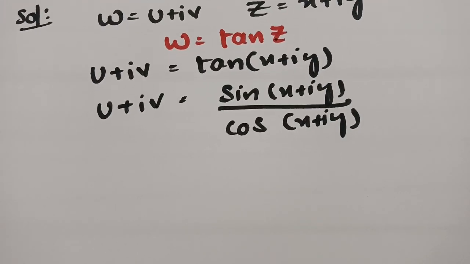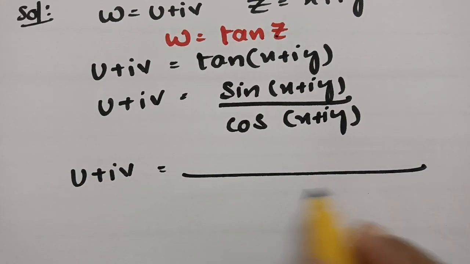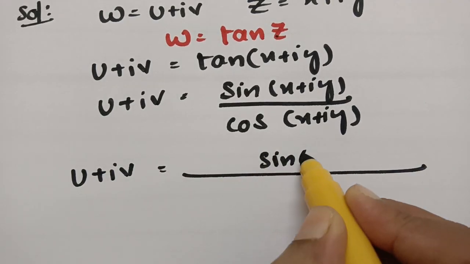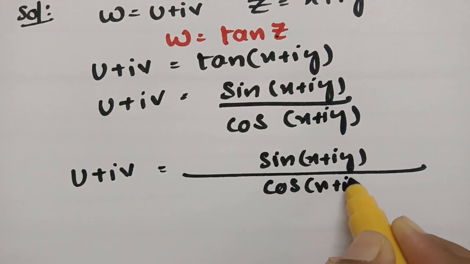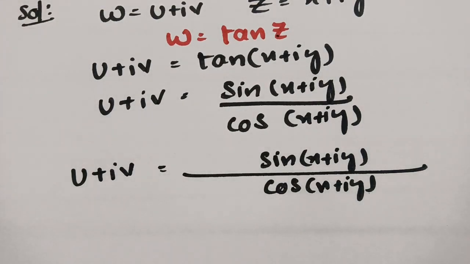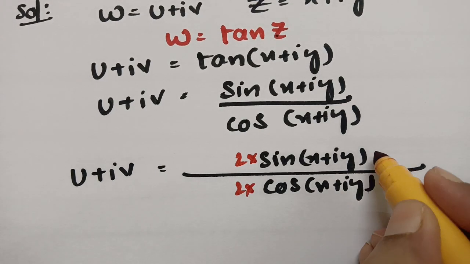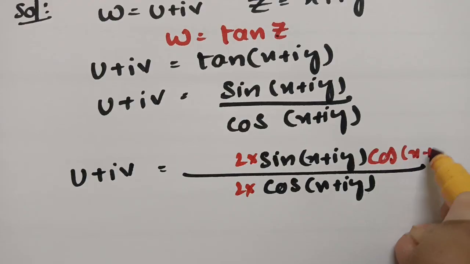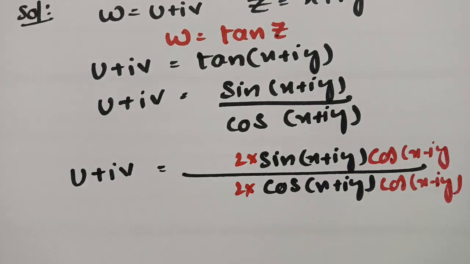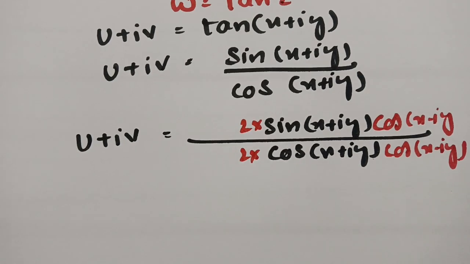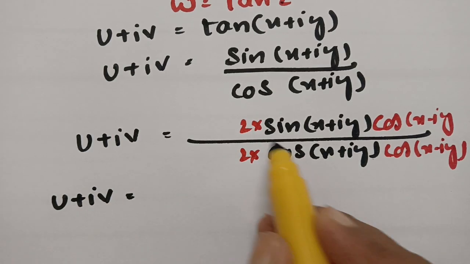The next thing I am going to do is, U plus iV is equal to sine of X plus iY over cos of X plus iY. In the numerator as well as the denominator, I am going to multiply with 2 on both sides, and the next one is cos of X minus iY. In the numerator as well as in the denominator, I am multiplying with the same term.